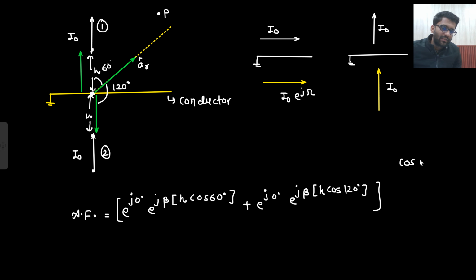So cos 60 is 1 by 2, and certainly cos 120 is minus 1 by 2, because this is equals to cos 180 minus 60. So that is equals to minus 1 by 2.